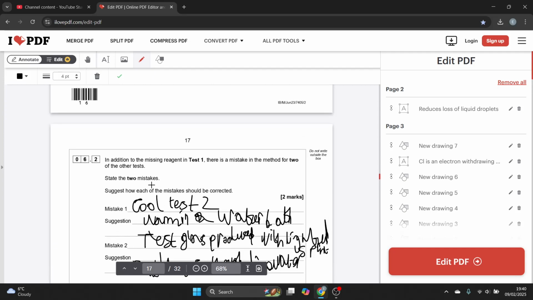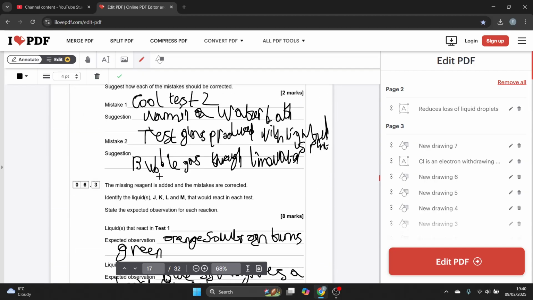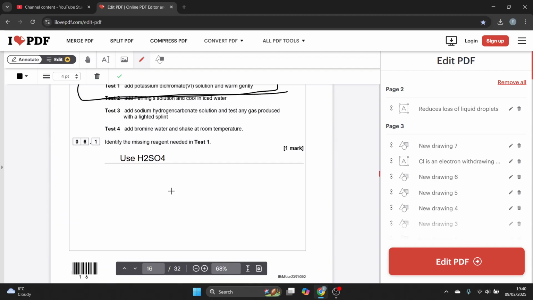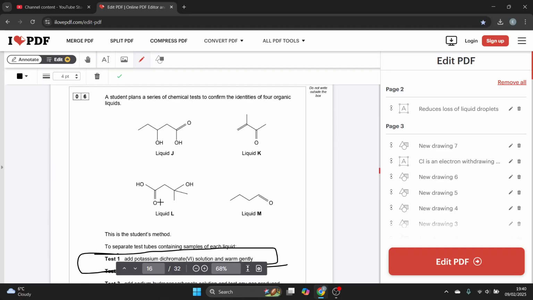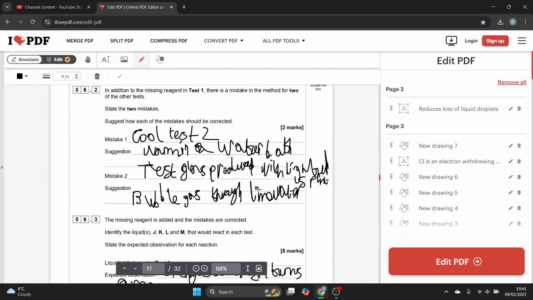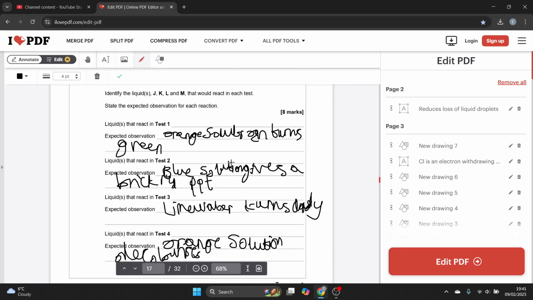So the liquids reacting in test 1. Test 1 is orange solution to green: add potassium dichromate(VI) solution, warm gently. Now, potassium dichromate(VI) solution won't work for ketones, so that's out of the equation. Actually, no, sorry. 6.2, 6.3.